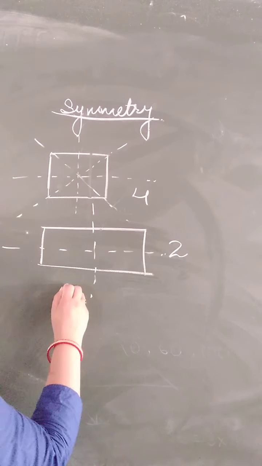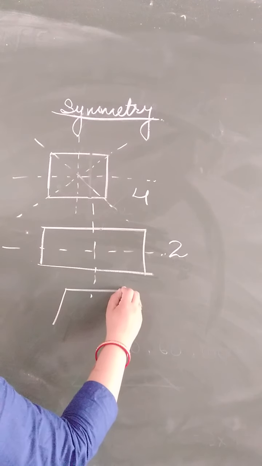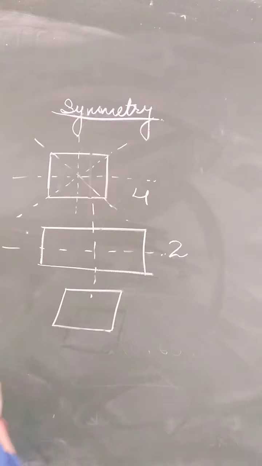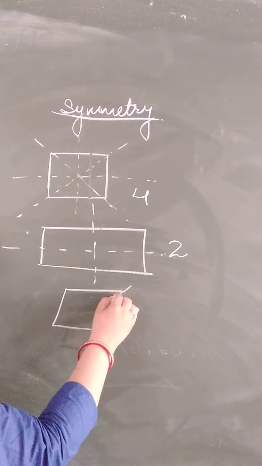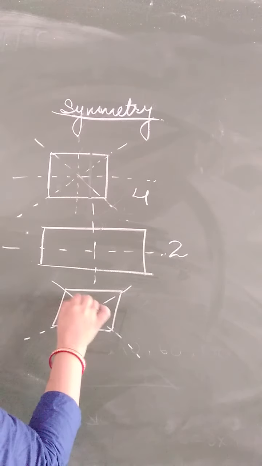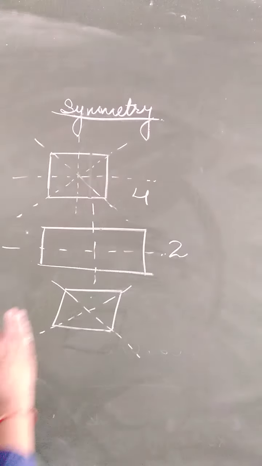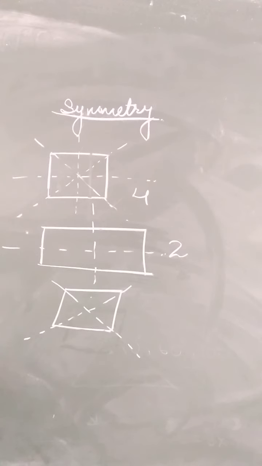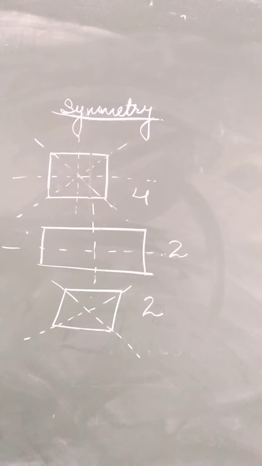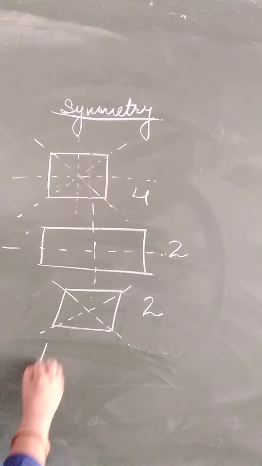Now a rhombus. As we know, a rhombus has all sides equal. If we fold the rhombus along its diagonals, then both the parts will overlap each other. Both the parts are identical. So a rhombus has 2 lines of symmetry along its diagonals.